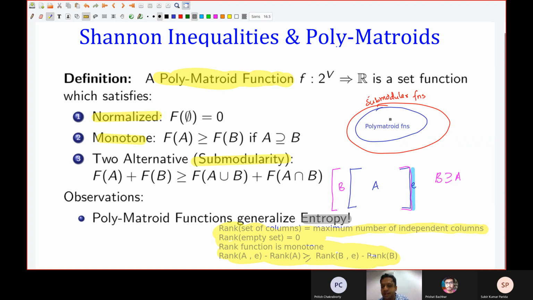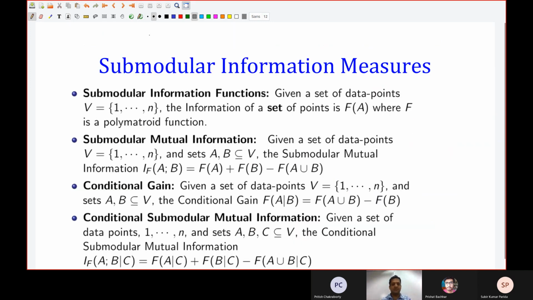So the question is, is entropy this entire set? Where is entropy? Is it a subset here, like this? Or does it coincide with the entire polymatroid functions? What do you think? Subset? You think it's a subset? Yeah, it turns out.